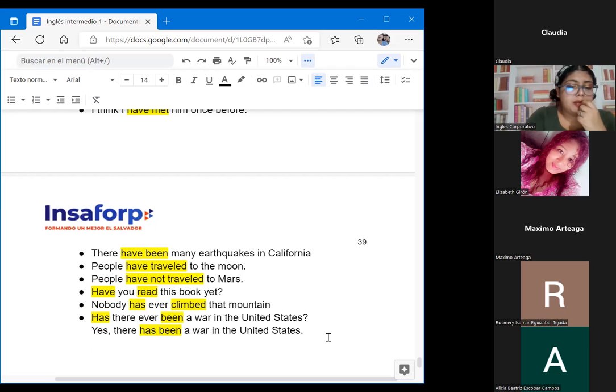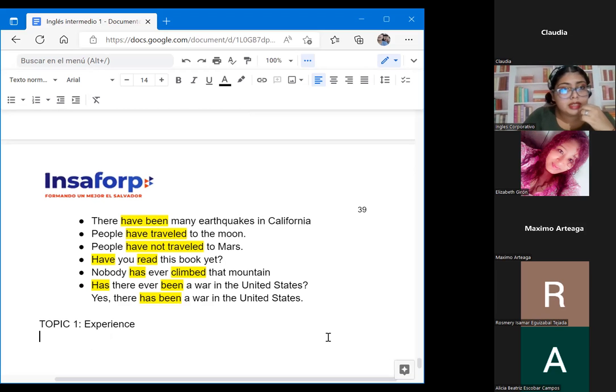We are going to begin with topic number one. And this topic is experience. And it says that we can use the present perfect to describe your experience. It's like saying, I have the experience of. You can also use this tense to say that you have never had a certain experience. The present perfect is not used to describe a specific event.